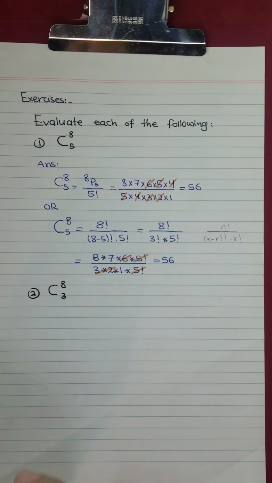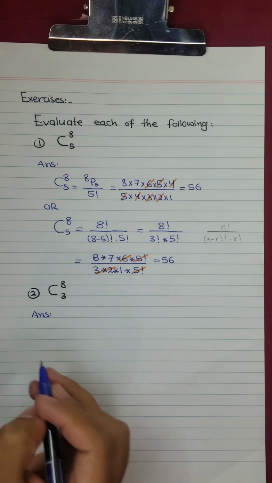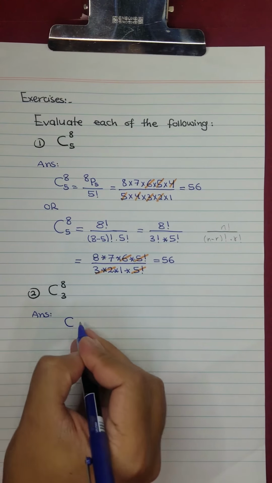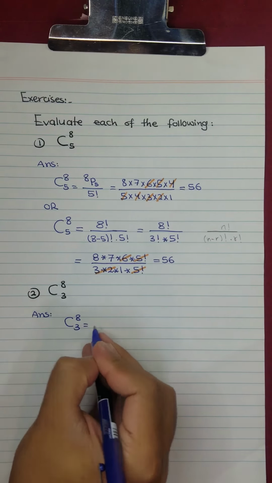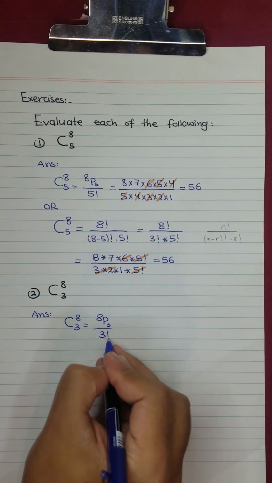And please pay close attention now to the next one. Combination 8, 3. Now, I'm going to solve it using the first way. So to answer this one, the combination 8, 3 is actually going to be 8 permutation 3 divided by 3 factorial.